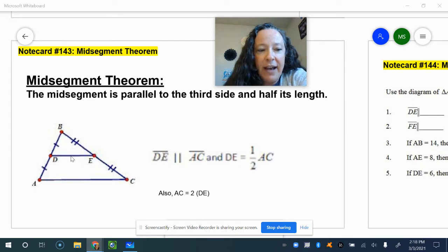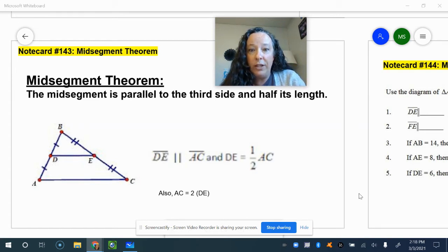So if DE is 5, AC is 10. If I tell you that AC is 20, then you know that DE is half of that. So DE would be 10. There's a double relationship there, a double half relationship. DE is half of AC. That's true. And then also I added AC is 2 times DE. Pause me and finish up note card 143.